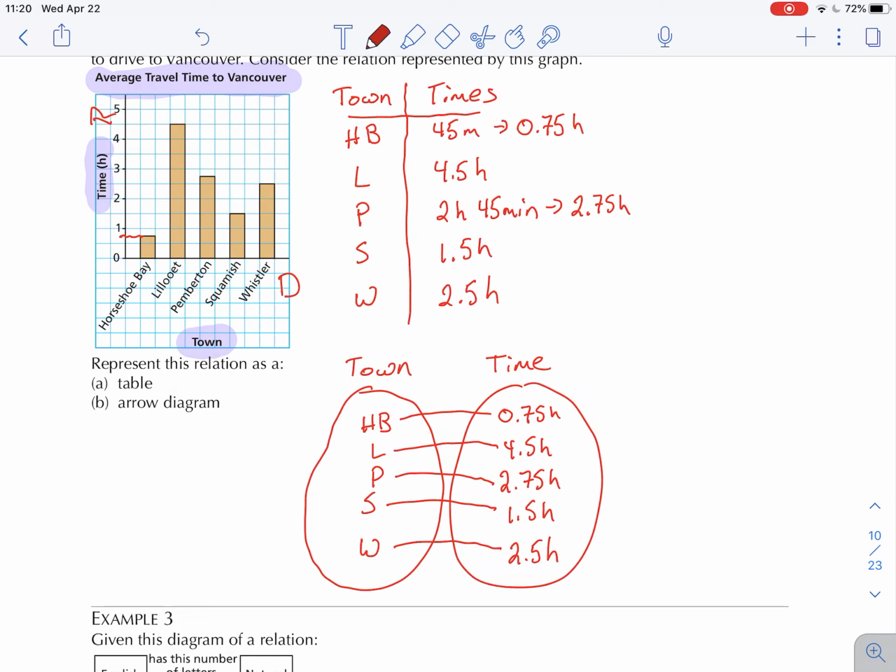Now, what type of relation is this? Well, right now it looks like it's a one-to-one relation. With just these domain values and these range values, it is just a one-to-one relation. One domain value goes to one range value. If we extended how many towns there were, we might get this to become a many-to-one relation. But with the towns that we have, it is just a one-to-one relation.